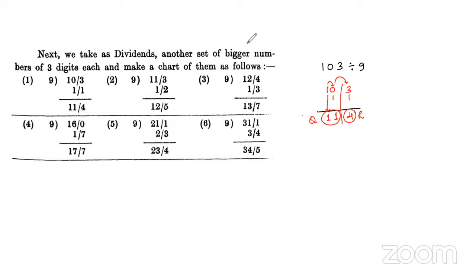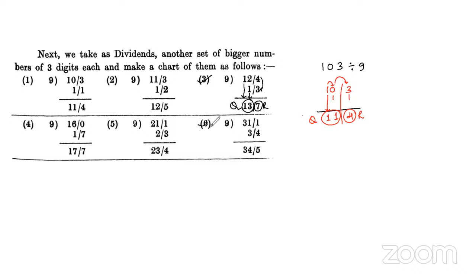I hope you understand. In the same way, if you see the third problem, 124 divided by 9. First we drop 1. This 1 is added to the 2. Then we get 3. Now 3 is added to the 4. Then we get 7. So 7 is the remainder and 13 is our quotient.